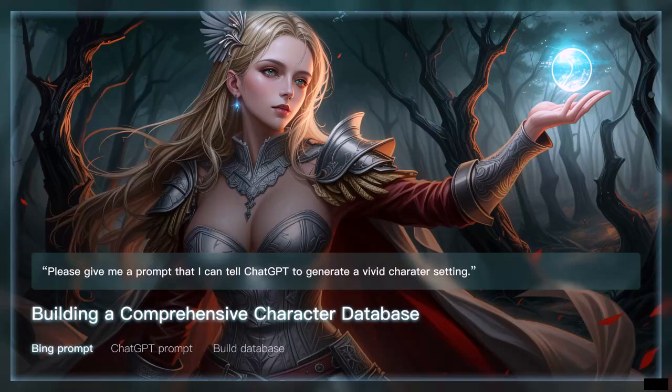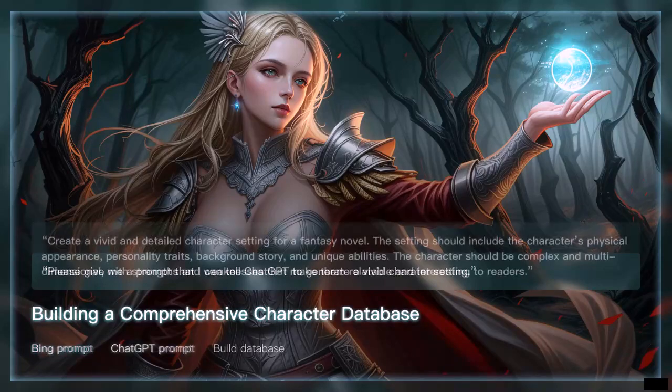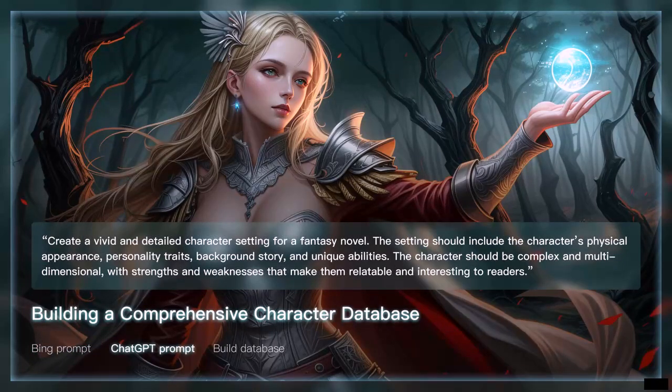Our first instruction looks like this. Please give me a prompt that I can tell ChatGPT to generate a vivid character setting. This is the character profile instruction generated by Bing for us. Now let's use this instruction to request ChatGPT to create a vivid character setting.